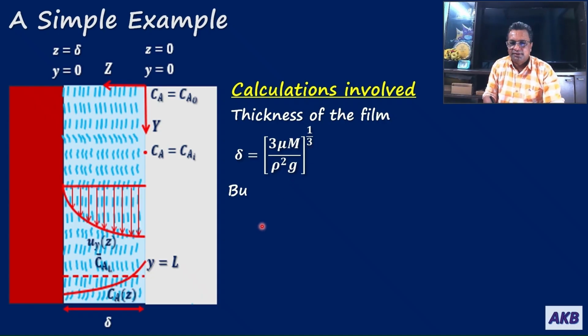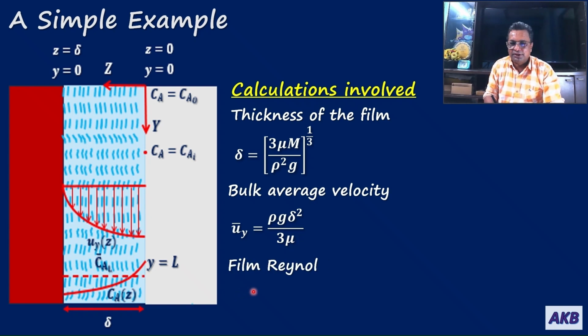Then you can find the bulk average velocity. For that you can use this equation: Uy bar is equal to rho g delta square by 3 mu. We got this equation earlier. Then you can find the film Reynolds number by using this equation: Re is equal to 4m by mu. Let us continue with this.